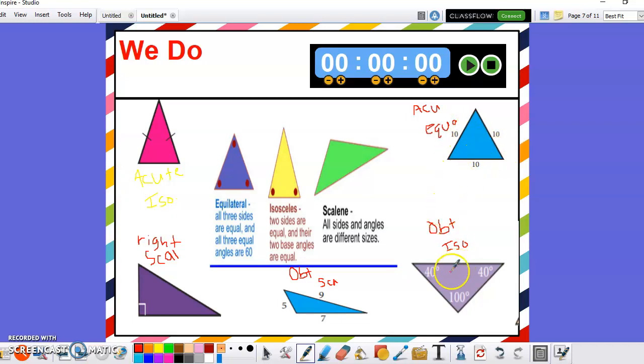So sometimes I might just give it one name if I'm looking at the sides of it. Sometimes I would give it one name if I'm just looking at the angle. But if I'm looking at both, then I'll give it both names. I give it the one for the sides and the one for the angles.